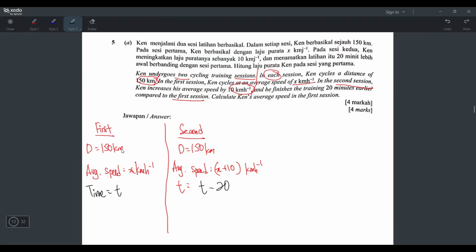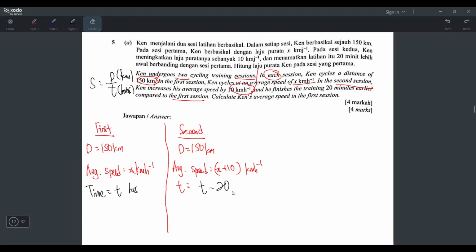But wait. Look at the unit here. The distance is in kilometers, and the speed is in kilometers per hour. So don't you think the time has to be in hours also, so that it matches? If this is in minutes, then it's very funny, because the formula for speed is distance over time. If your distance is in kilometers but your time is in minutes, you will get kilometers per minute for the speed. But you want it to be kilometers per hour, so you want this to be in hours, right?